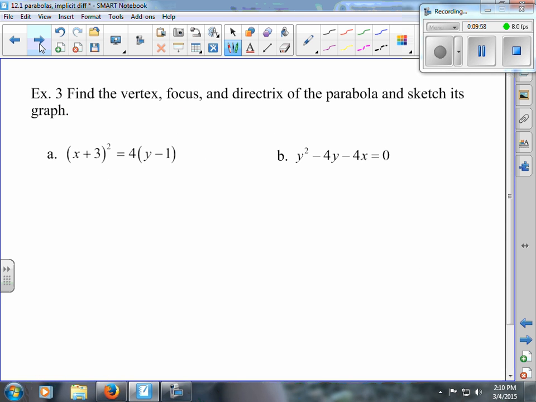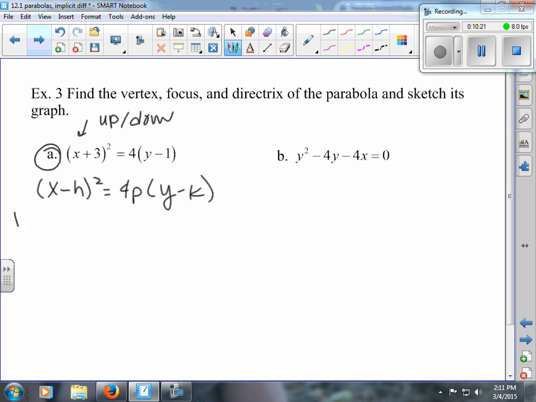Here I have an example. So let's look at A. If you look at A, x is squared and y is not. So because x is squared, this tells me that I have up down. So now I'm going to make sure that I'm in standard form, in which (x minus h) squared equals 4p (y minus k). And now based on that, the very first thing I'm going to find is the vertex. So the vertex is (h, k). So that's what you take away from x, which would be negative 3 here, and then what you take away from y, which would be 1. So my vertex is (-3, 1).